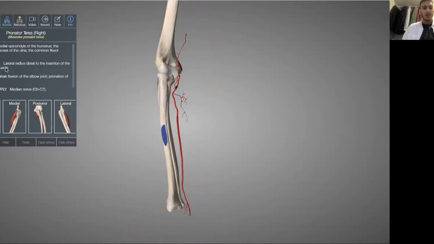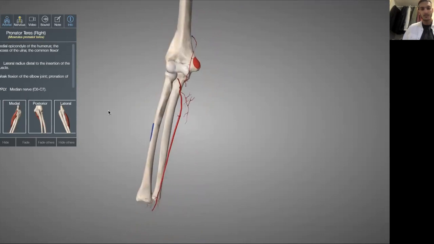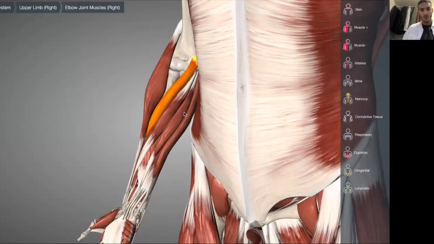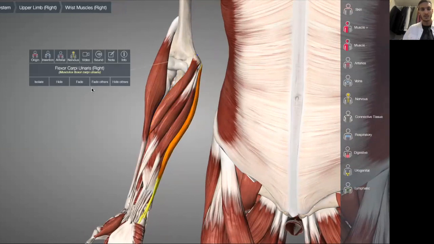Let's say the action: it has a weak flexion of the elbow and pronation of the forearm, and the nerve supply is the median nerve. And the arterial supply is the ulnar artery. So this is the most superficial layer of the flexor muscles.